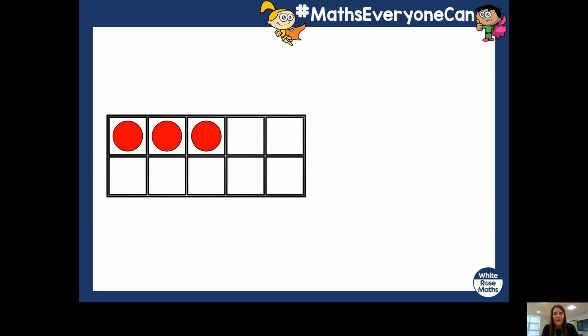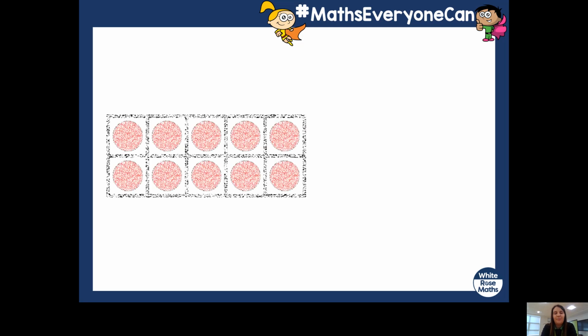Here's our first tens frame. How many counters can you see? Excellent. We can see 3 counters. 1, 2, 3. So 3 counters are being represented. Let's do our next tens frame. Are you ready? Go.